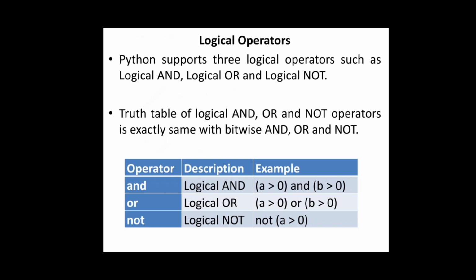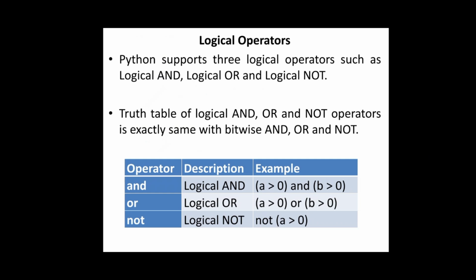Now, logical operators. Python supports 3 logical operators such as logical AND, logical OR, and logical NOT. And truth table of logical AND, OR, and NOT operators is exactly same with bitwise AND, OR, and NOT. As for example, logical AND, just you see A greater than 0 and B greater than 0. Now, this expression will be true when A greater than 0 is true as well as B greater than 0 is true. Now logical OR, A greater than 0 or B greater than 0. This time either A greater than 0 or B greater than 0 or both are true, then the total expression is true.